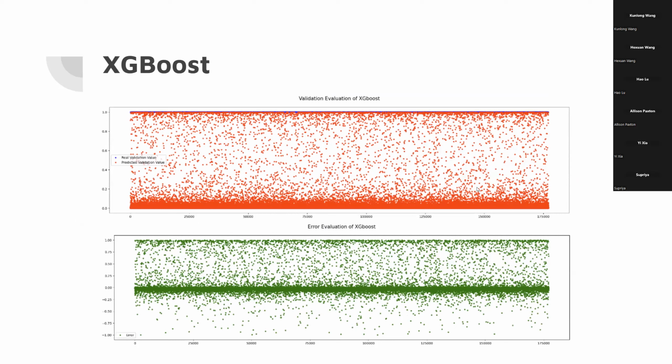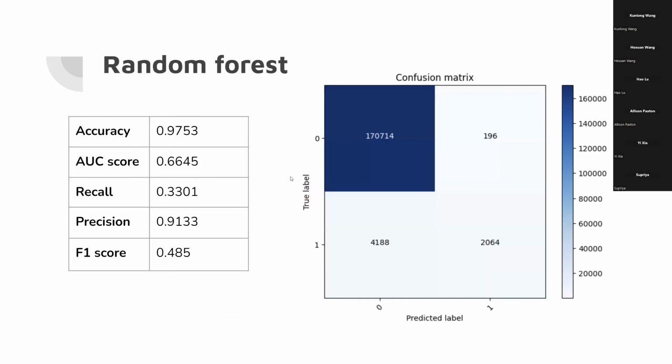So similarly to the LightGBM, there's a higher density of the validation prediction values at 0 and 1, and the highest density of errors is close to 0. Most of the errors are positive, meaning that most of the errors were false positives rather than false negatives, which is important for fraud detection. Next slide.